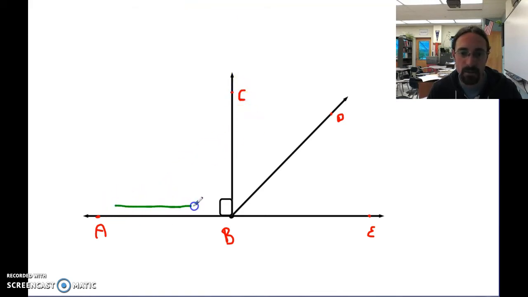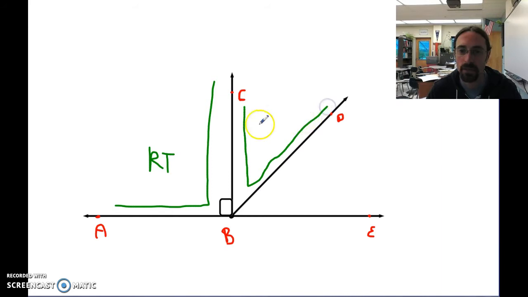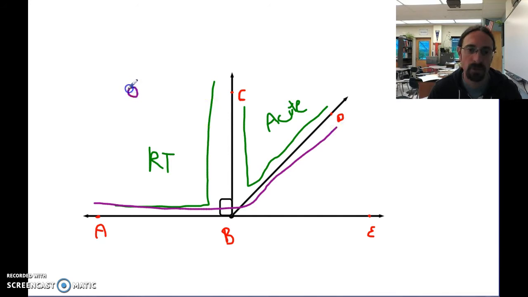So angle ABC is a right angle, or 90 degrees. Angle CBD would be acute because it is less than 90 degrees. Angle ABD, this angle here, of course would be obtuse.